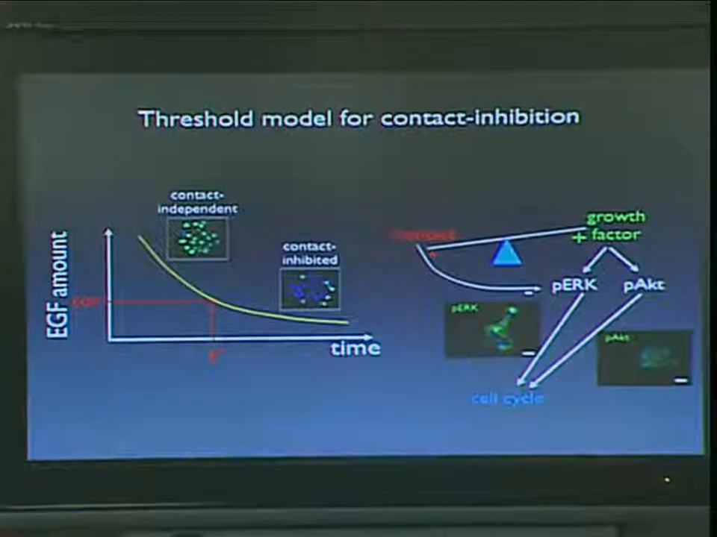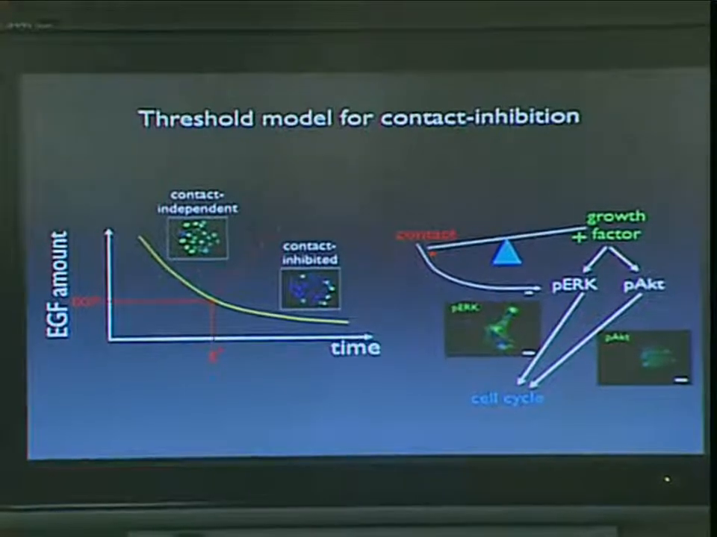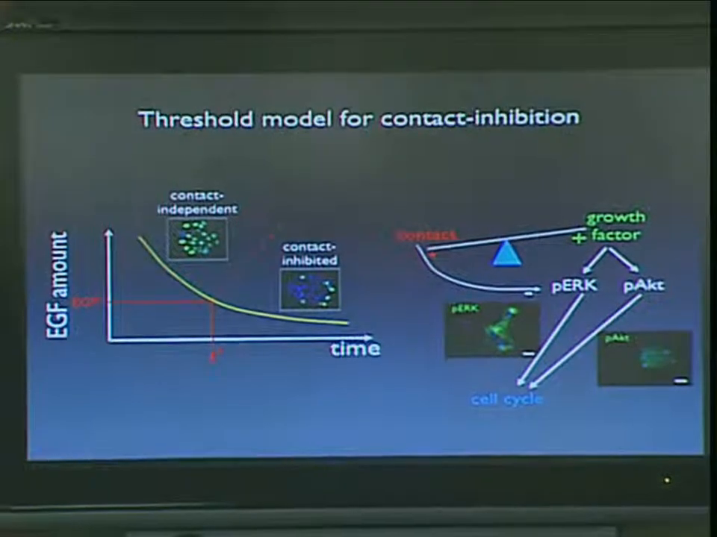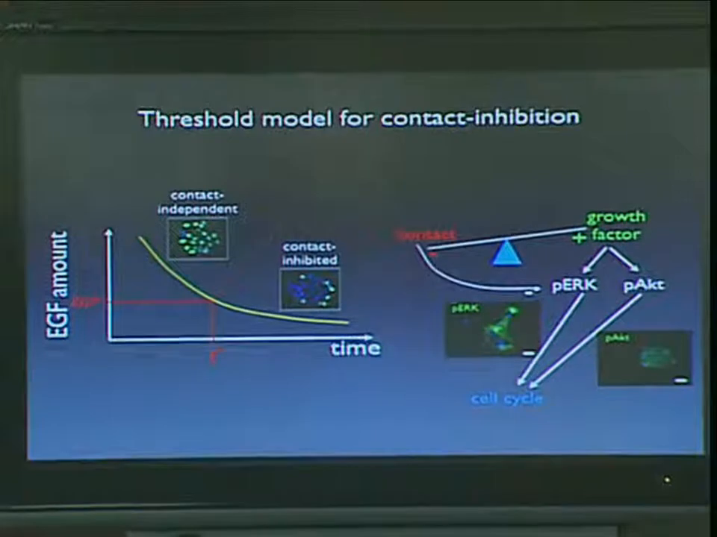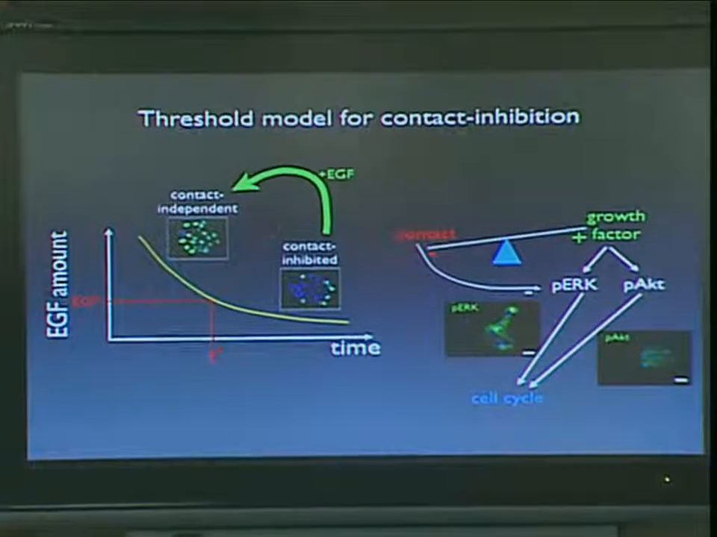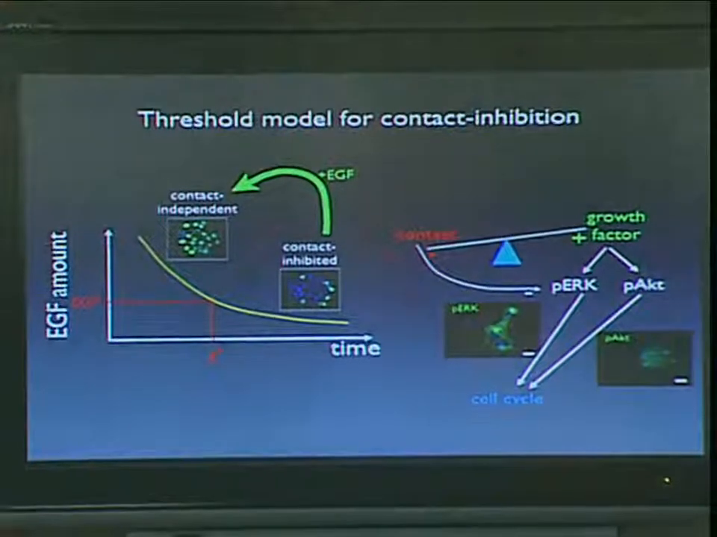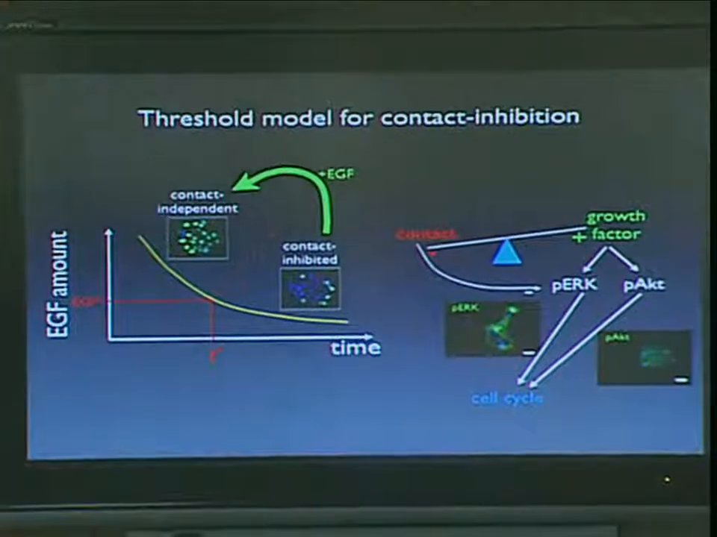Now, everything I've said so far suggests that growth factor is dropping, and when it gets below this threshold, all this stuff kicks in. Contact inhibition, loss of ERK signal, and so forth. If that's true, I should be able to dial EGF back up and revert everything, which is what we observe. So if you add EGF back into the culture, you can kick this system back into this mode of division. Okay.